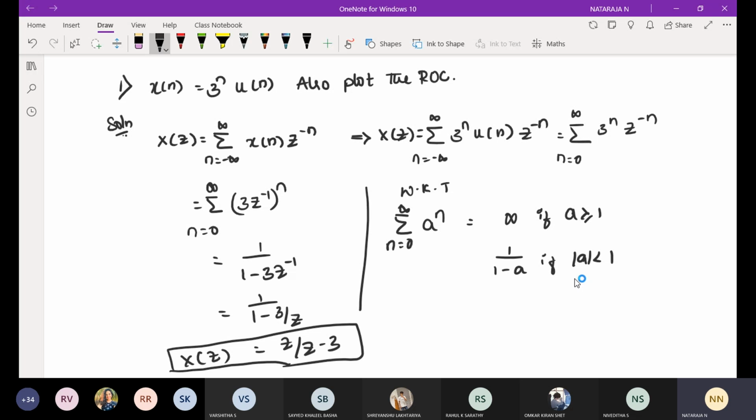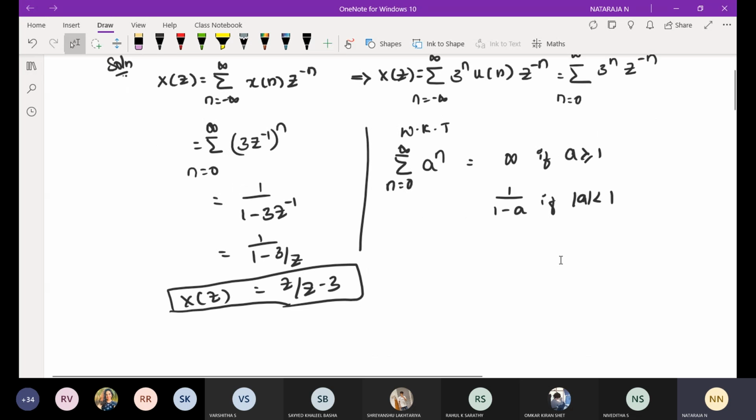Then we need to find the ROC for the given problem. To plot the ROC, I need to consider this condition. Why? Because I got the solution for this condition: a is less than 1, 1 by 1 minus a. For this condition, replace a by this value, 3z inverse.